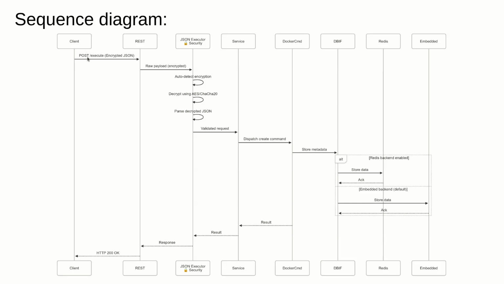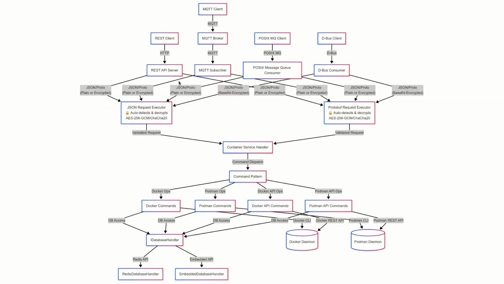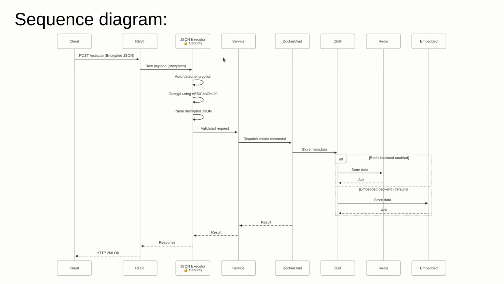Say the incoming data is an encrypted JSON. So from the client, it goes to this particular REST server, which is over here. Means this particular REST API will be on. It receives it, then it goes to the JSON executor. It detects the encryption and it decrypts it.